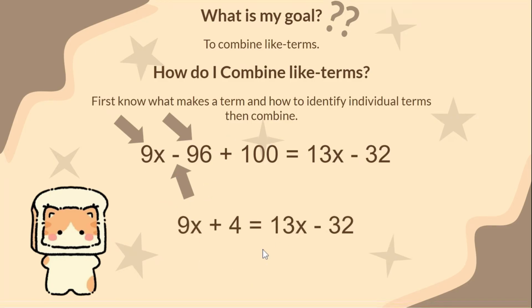So what we want to do is combine negative 96 with 100 because they're on the same side, and they aren't separated by an equal sign, so we can combine like terms. But if they were on different sides, you can't do that. So negative 96 plus 100 would be 4. And now we want to bring it down like what we did earlier.